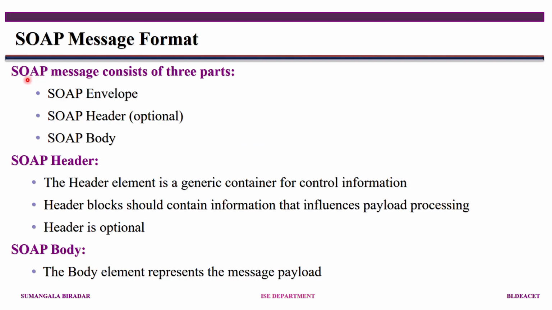Now the message format of SOAP. It consists of three parts. The first main part is the SOAP envelope. This is the first tag that comes in the SOAP message, and the next one is the header. The header element contains generic control information, credential related information, or information that influences payload processing, such as the addresses of the source and destination. All of this may be contained in the SOAP header, and this is optional.